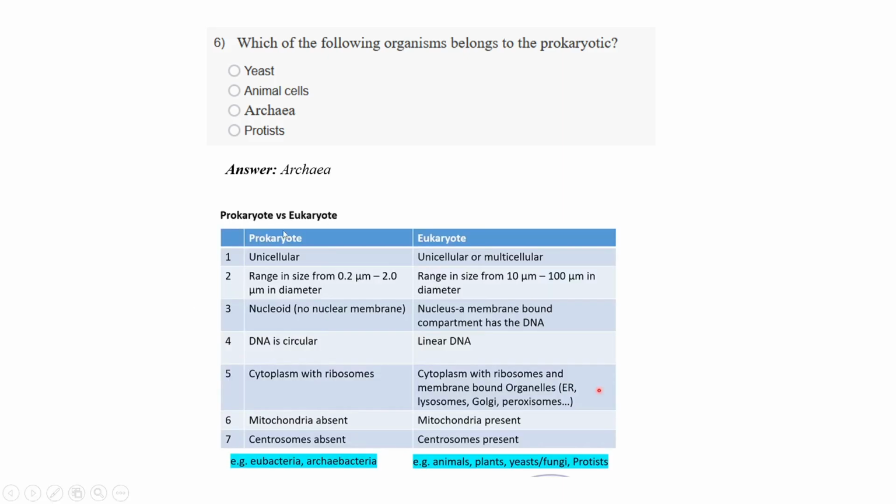We talked about this as well, prokaryotes and eukaryotes. Prokaryotes are generally unicellular. Eubacteria and archaebacteria are the prokaryotes, and the eukaryotes are animals, plants, yeast, fungi, and protists. These are the eukaryotes, which contain a nuclear membrane. They are multicellular as well as unicellular, and contain various other organelles like mitochondria and centrosome, and they have linear DNA. So archaea is a kind of prokaryote organism.